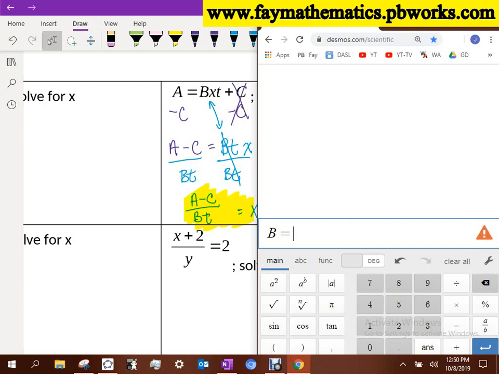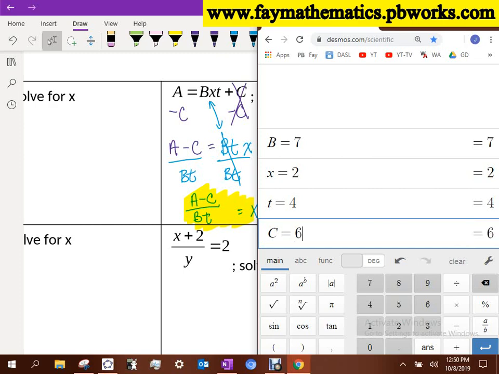Somebody give me a value for B. 7's what I heard. What about X? 2. What about T? 4. And C. All right, so we got those. And that's all you've got to do in Desmos, okay, is you just hit the letter that you want, capital or lowercase, equals, and then the number. So now what Desmos does is it understands whenever I'm going to type B again, it's going to use 7. Whenever I'm going to type X again, it's going to use 2. Does that make sense?